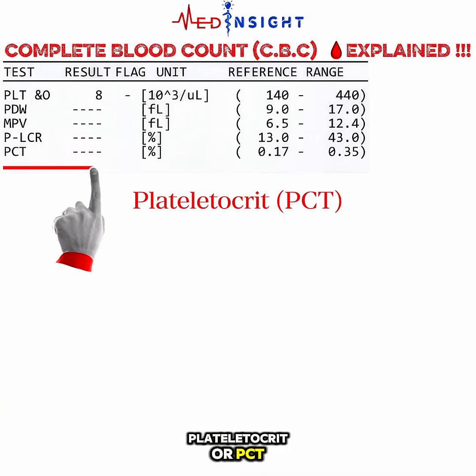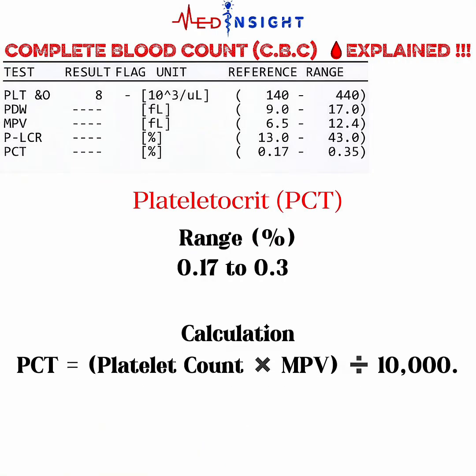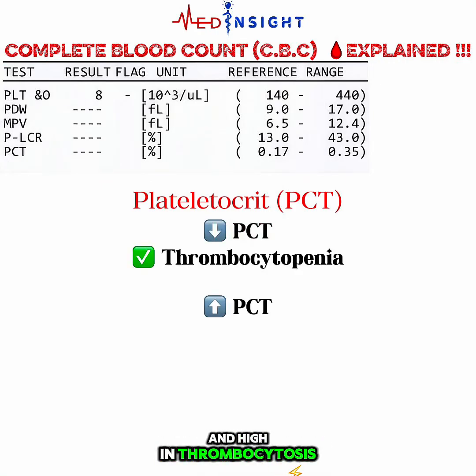Plateletcrit, or PCT. This is the volume of blood occupied by platelets as a percentage. It is not routinely used in isolation, but can provide an overall picture of the total platelet mass. It is generally low in thrombocytopenia and high in thrombocytosis.